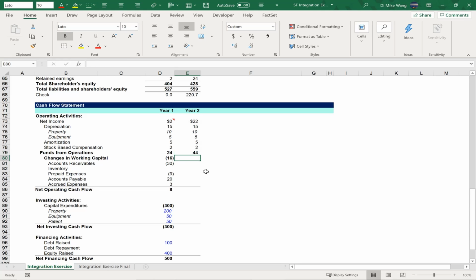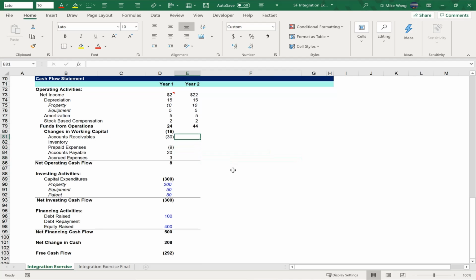Okay, so under changes in working capital, we will subtract anything that added to our assets and add anything that has added to our liability section. Because our accounts receivables increased by 30 and is an asset, we will subtract the difference.